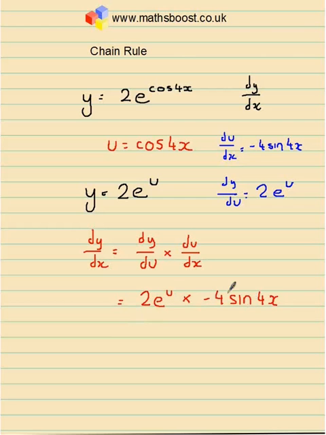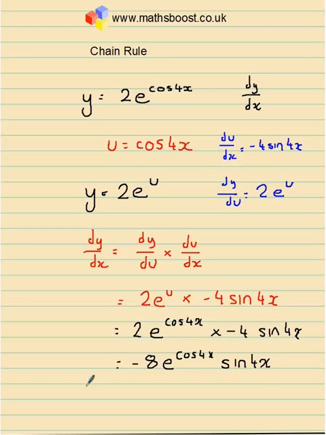And that's the answer. Although we'll get rid of this u, we know what u is. We'll undo our substitution and change it back to cos 4x. And maybe tidy it up a bit. And we're done.